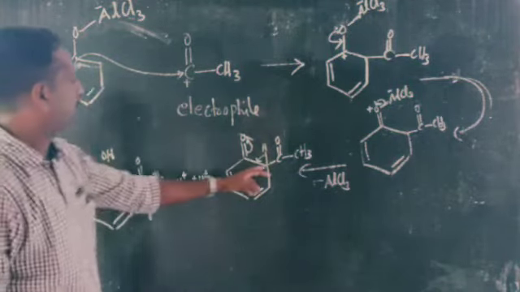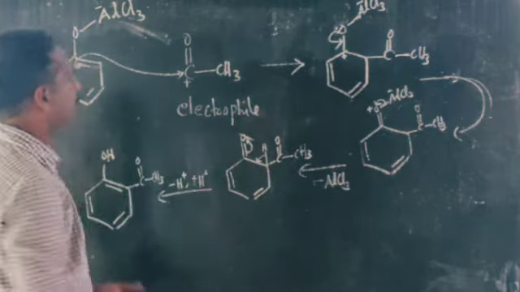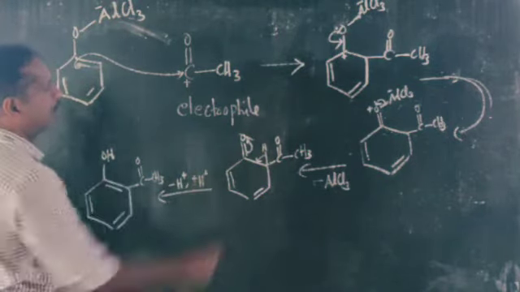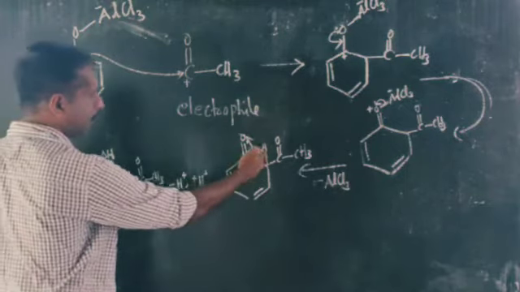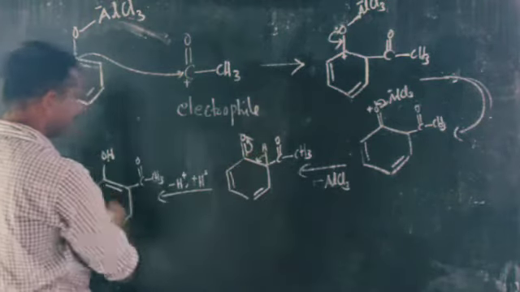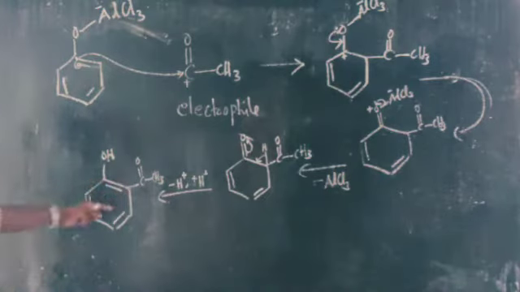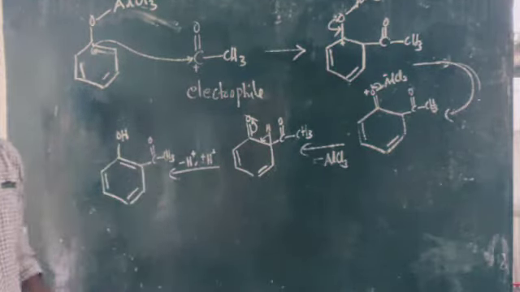And here it is CH3. Actually, what type of tautomerism is this? 1,3 tautomerism. 1, 2, 3. 1,3 tautomerism. By 1,3 tautomerism, the ring is getting its aromaticity, and you get ortho-hydroxyacetophenone.